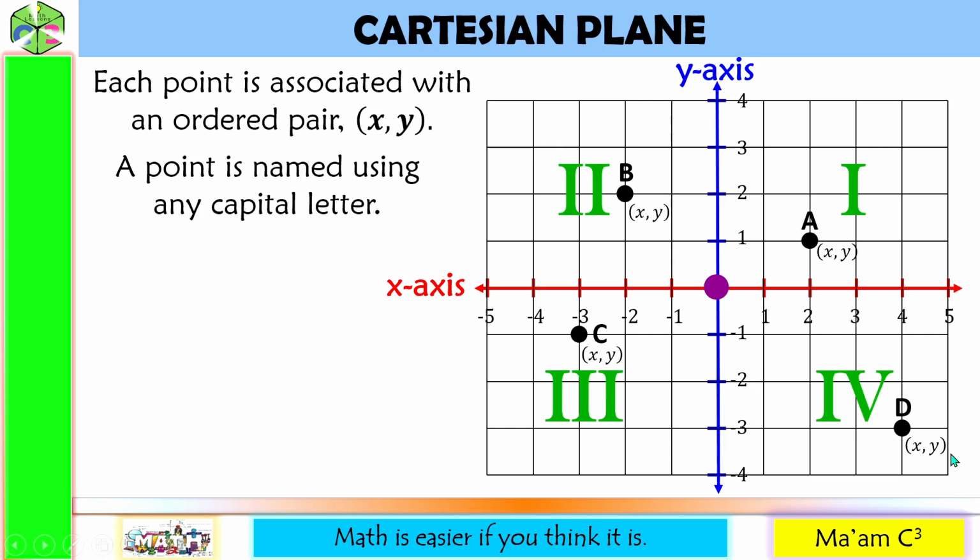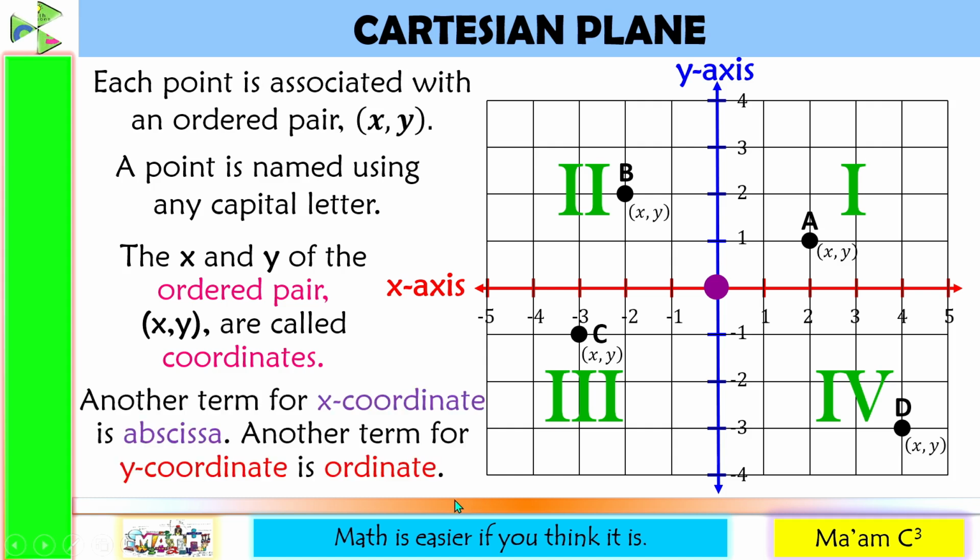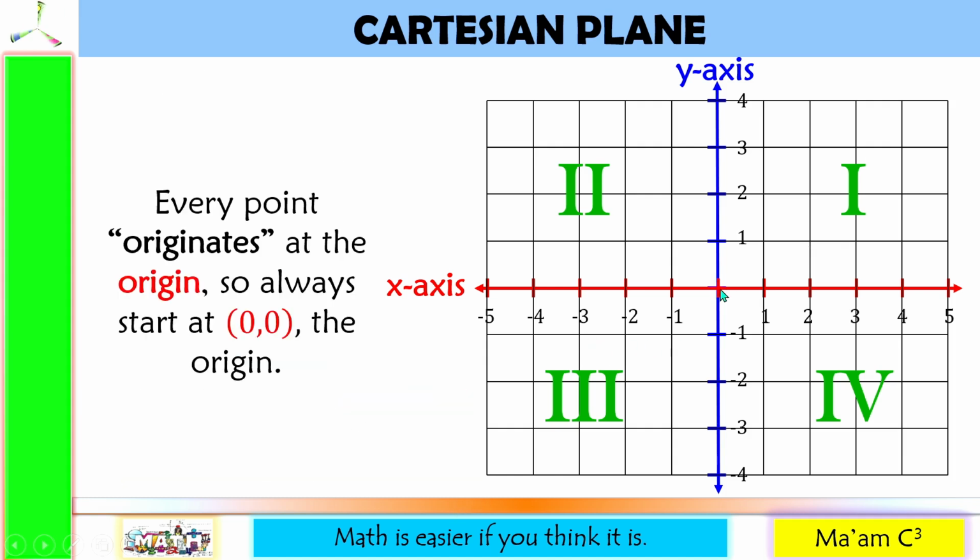The x and y of the ordered pair are called coordinates. The first coordinate is called the x-coordinate or abscissa, while y, the second coordinate, is called the y-coordinate or simply ordinate. Every point originates from the origin. So you should always start from here at (0, 0). Once again, this is the origin.